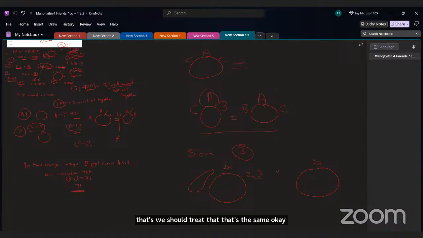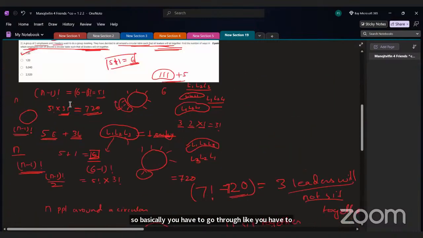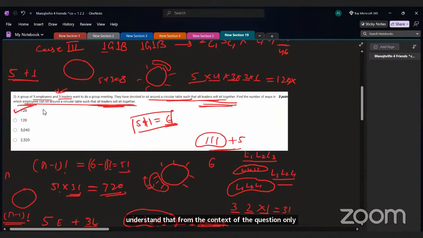So basically you have to understand that from the context of the question only. Sometimes in simple questions they will say that clockwise or anti-clockwise doesn't matter, but in most questions you have to interpret that from the question.